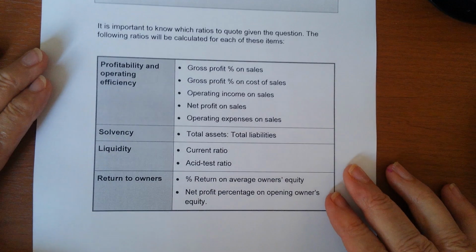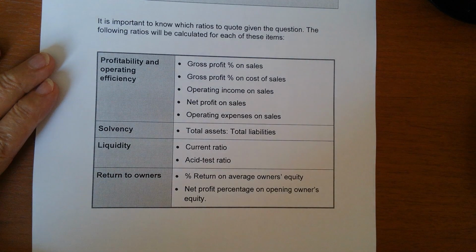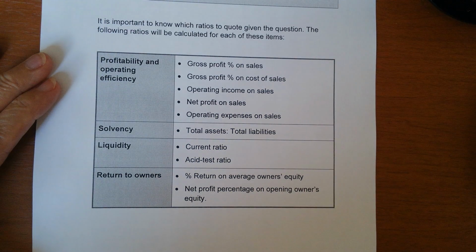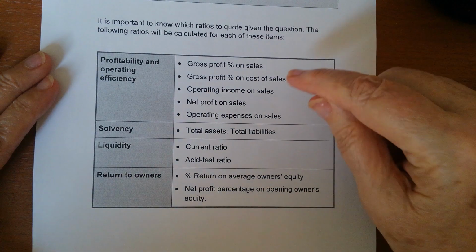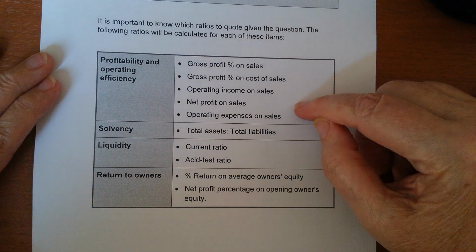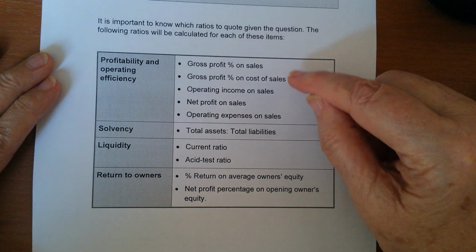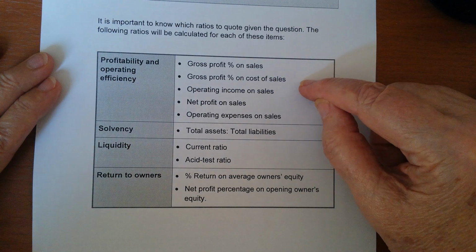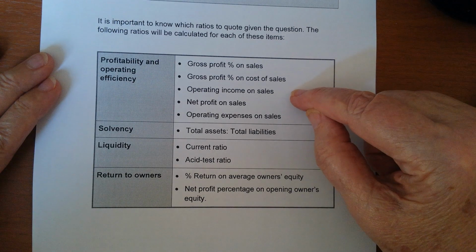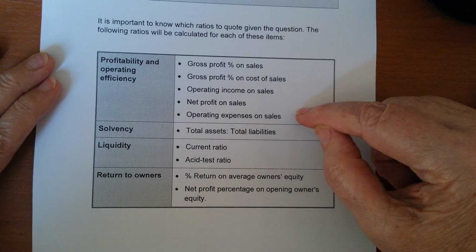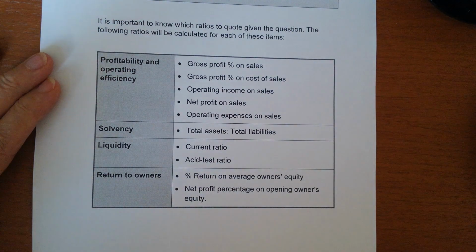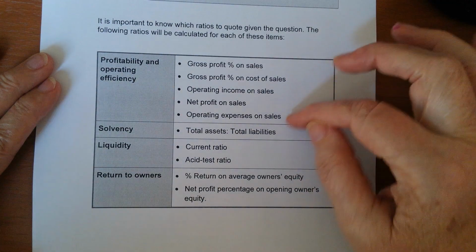So if they ask you to calculate the profitability, or they can say calculate the operating efficiency of the business, then it means you're going to do these ones that you take out of the income statement. So you will take your gross profit percentage on sales, the gross profit percentage on cost of sales, operating income on sales, net profit on sales, and operating expenses. So anytime when they ask you to do a calculation and explain the profitability, these are the ratios that you will use.